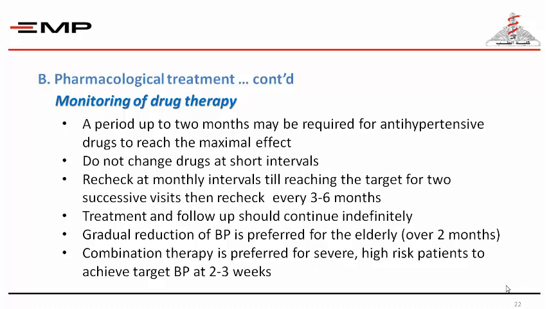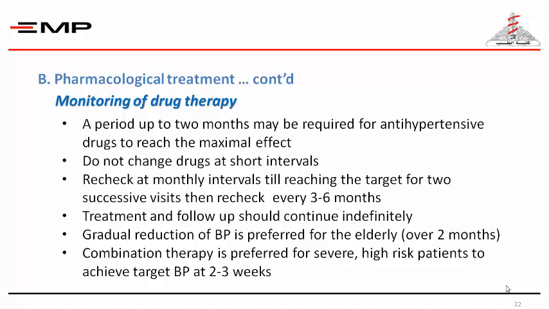You have to recheck the blood pressure of the patient at monthly intervals until reaching the target for 2 successive visits, then recheck every 3 to 6 months. So at first, the frequency of rechecking is more than after establishing our target. Treatment and follow-up should continue indefinitely. There is no cure for hypertension. Hypertensive patients are not cured, and they have to know this. And they have to know that treatment should continue indefinitely.